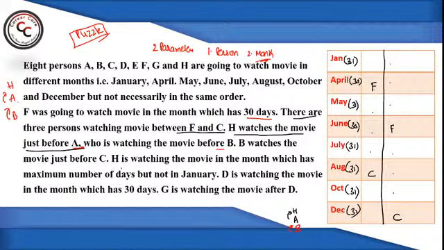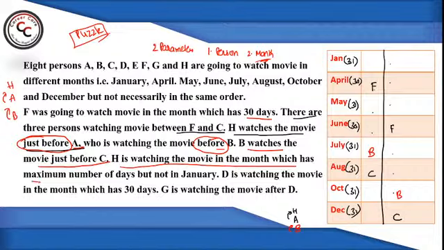So here he has given as before. Before means not necessarily immediately, but just before means it should be immediately, the very 2 consecutive months. Simple. Now B watches the movie just before C. Then H is watching the movie in a month which has the maximum number of days but not in January. So based on this point you can go with these 2, H and A. So here you can put A, here you can put H. No other chance.